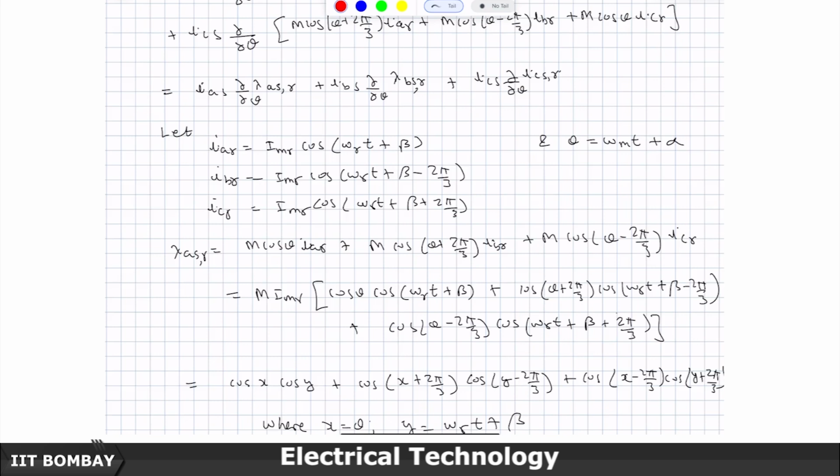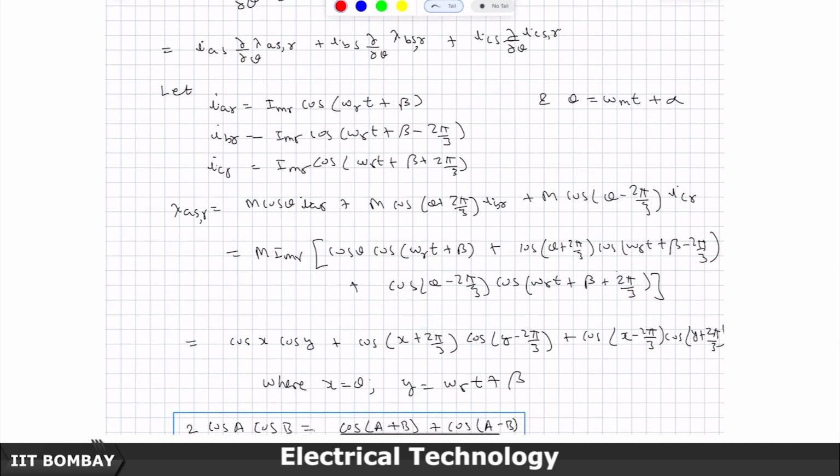Now, one interesting thing you see happening here is that this term with plus 2 pi by 3 is associated with another term of minus 2 pi by 3. Similarly, here another minus 2 pi by 3 term is associated with the plus 2 pi by 3 term. So, in general, if I write x is equal to theta and I write omega r t plus beta as some y, then the first term is cos x cos y, then the next term is cos of x plus 2 pi by 3 and cos of y minus 2 pi by 3, and the third term is cos of x minus 2 pi by 3 and cos of y plus 2 pi by 3.